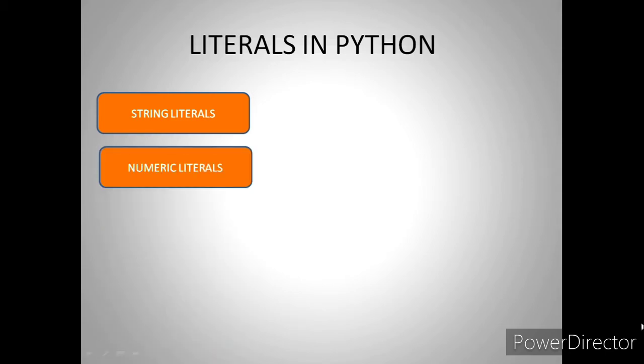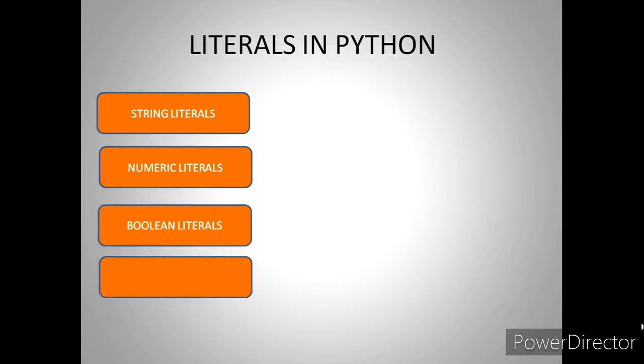What are literals? As I said, literals are constants whose value cannot be changed. What types of literals are there? We have string literals, numeric literals, boolean literals, special literals, and one more, literal collection.